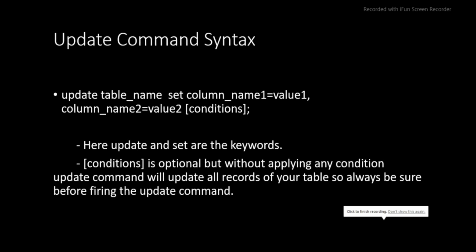Now we will see the update command. Update table name, set column name 1 equal to value 1, comma column name 2 equal to value 2, and in optional brackets conditions. Here update and set are the keywords of SQL, while conditions are optional. But without applying any condition, the update command will update all records of our table. So always be sure before firing the update command, because it will update all records of our table. So be sure while firing this query.